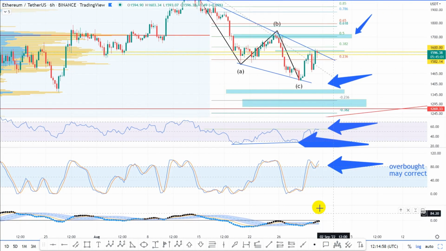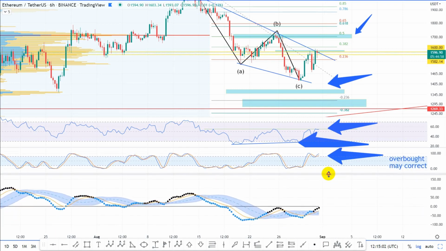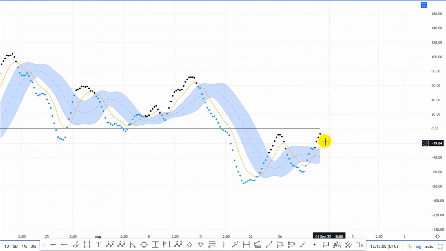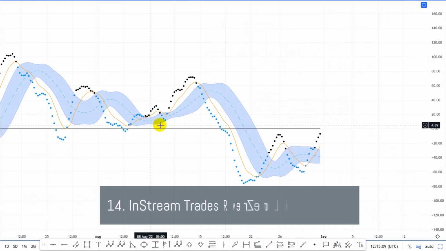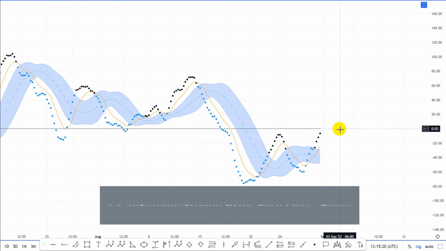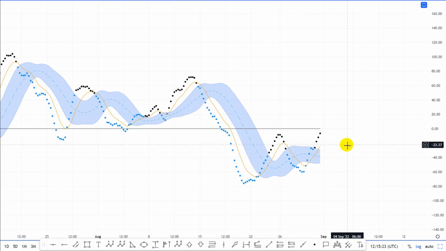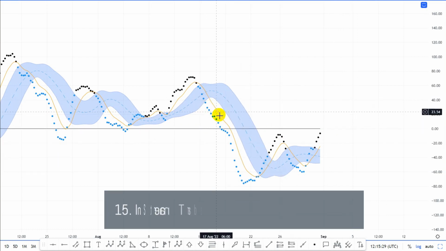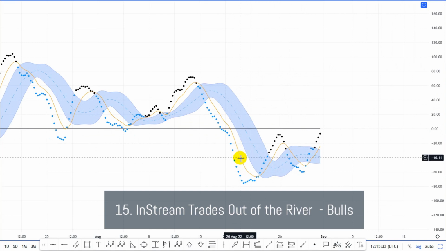Now let's look at the in-stream trades indicator, and here we're also going to talk about two things. The first thing is this zero line. Whenever the river is above the zero line, it's bullish. Whenever it's below it, it's bearish. So with the zero line, 1 point goes to the bears. But there is also another indication. This is called the river, the in-stream river. And once the price is below the river, it goes for the bulls. Once the price is above it, it's either a retracement or the breaking of the trend, and it goes to the bulls.